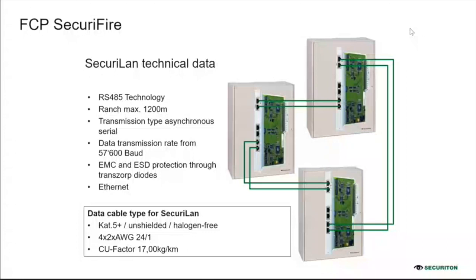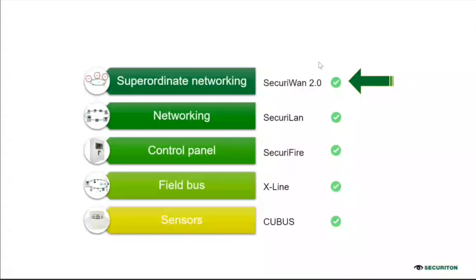Here you see, starting from the sensor, then the loop, the control panel, networking, and then the latest network connection, which is called SecuriWan 2.0. So today we are concentrating on the SecuriLAN and SecuriWan. Okay.